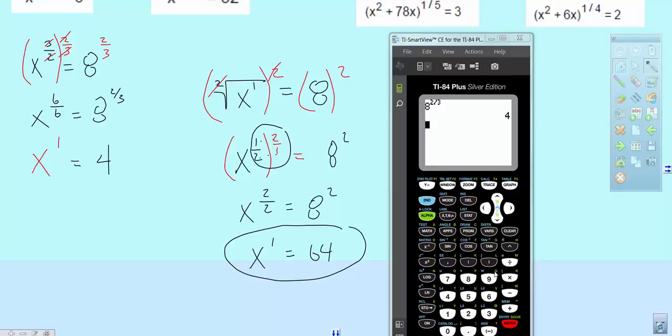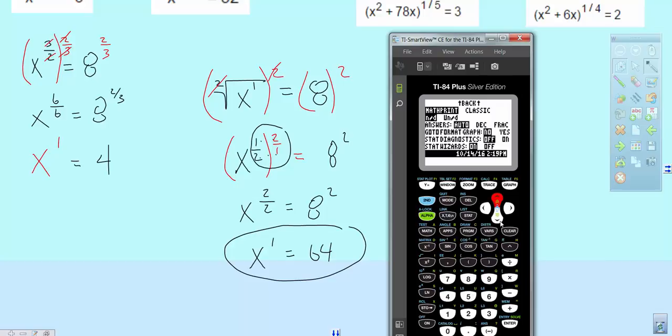If you have a TI-83, the way you'll have to do that is you'll have to do 8 caret and, I'll tell you what, don't worry about what I'm doing right now, okay? I'm just changing my calculator around so that way it'll look like a TI-83.